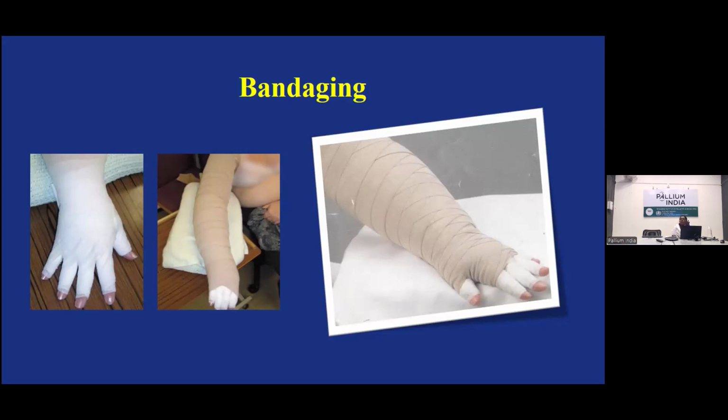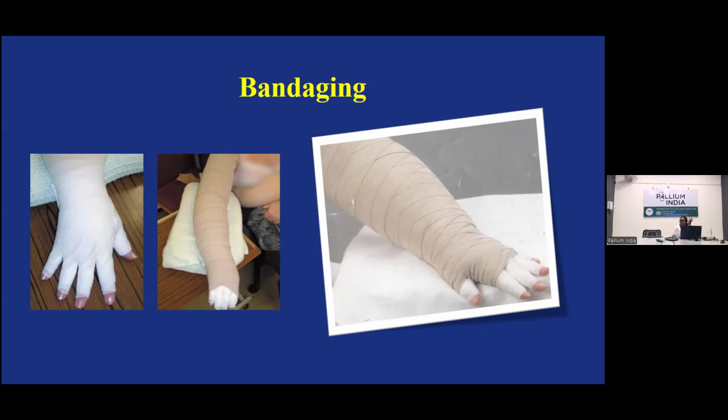If there are no trained professionals available, or if the patient is not willing to be admitted to the hospital, what you can do is train the patient and caregiver in simple lymphatic drainage. For that, you can instruct the patient to take deep breathing exercise. That is no contraindication.